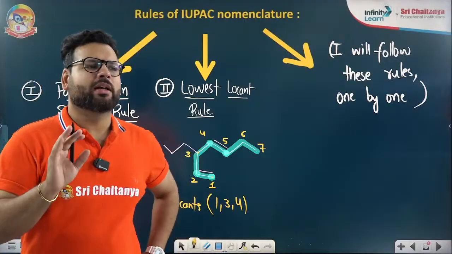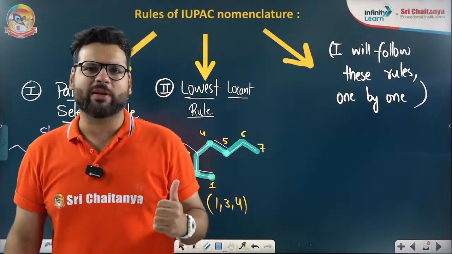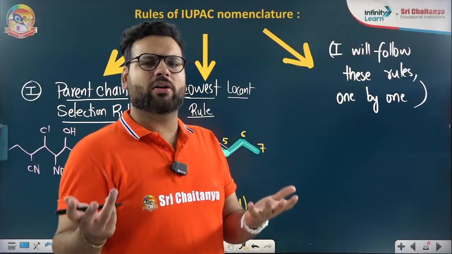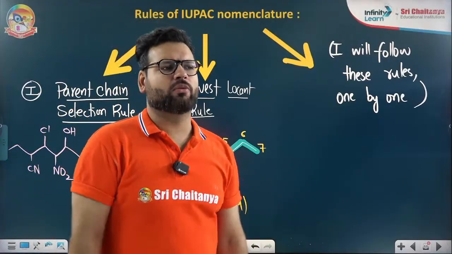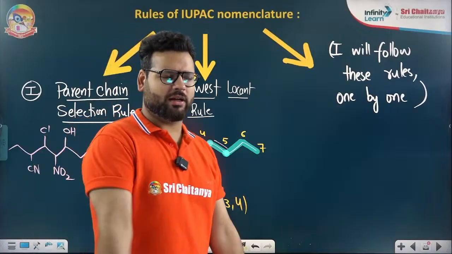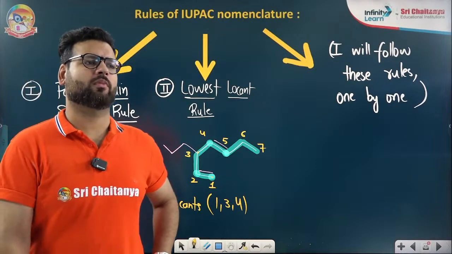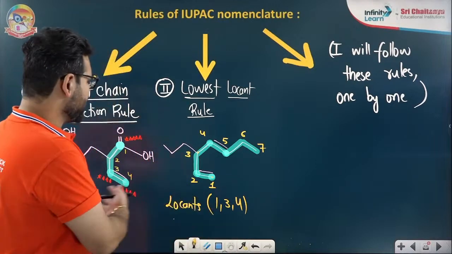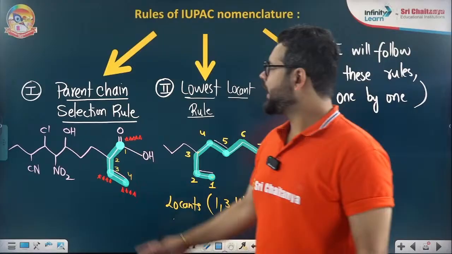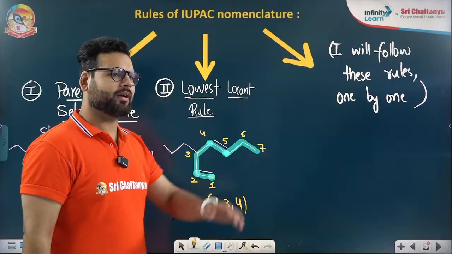This will be the second rule. See everybody, I told you 2 rules and you are able to answer the name. That means, is rule 3 required or not required? Tell me. Do we require rule 3 or not? Should we talk about another rule or should we stop here? Why do you need a third rule? Do we need a third rule, yes or no? Because by looking at the first 2 rules, I am able to tell the name. I selected the parent chain, I saw the lowest locant rule, and I named it.